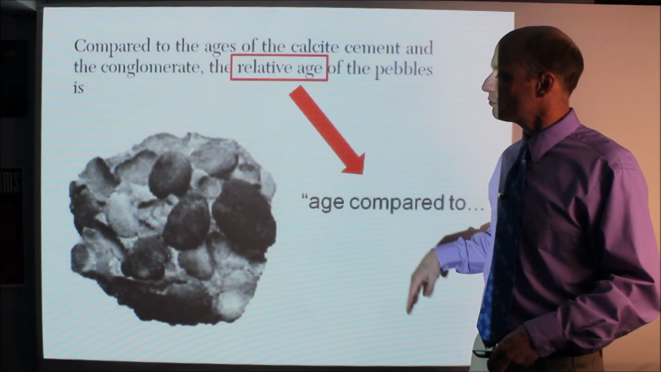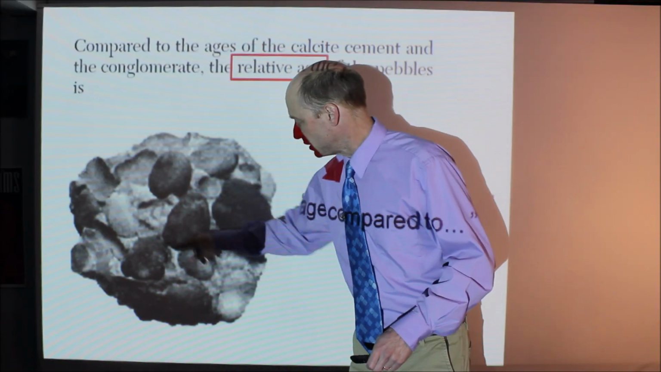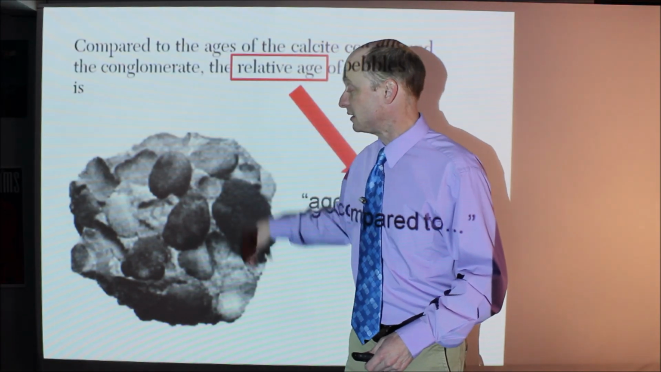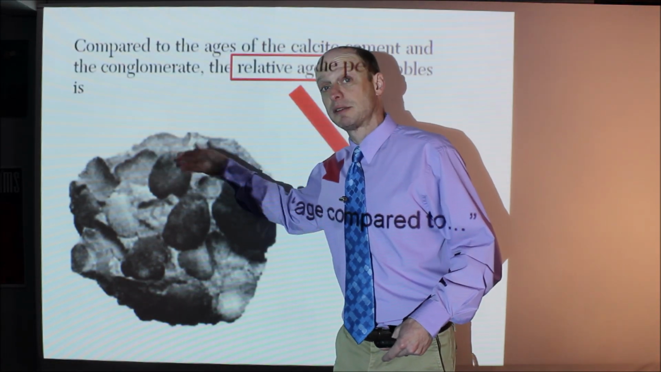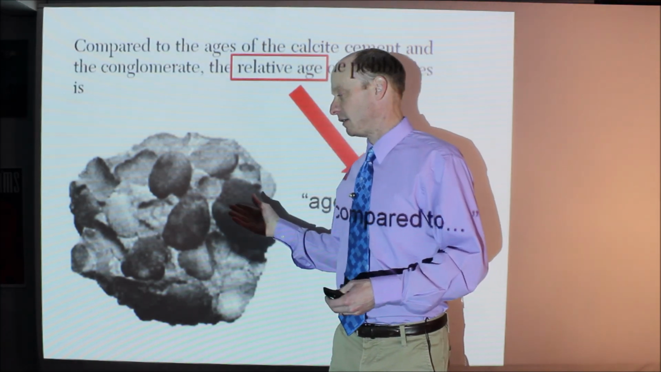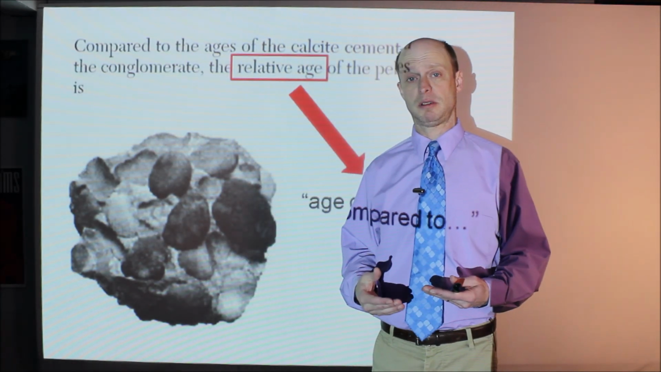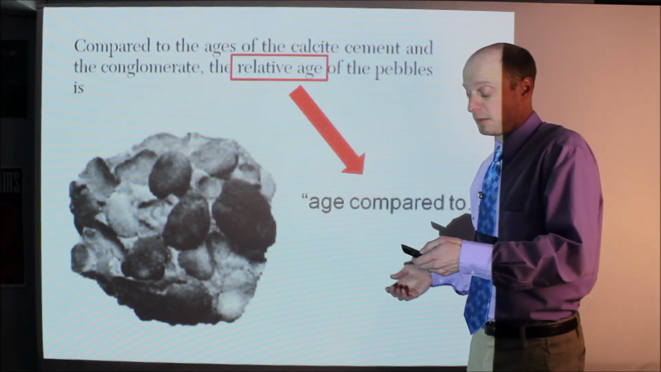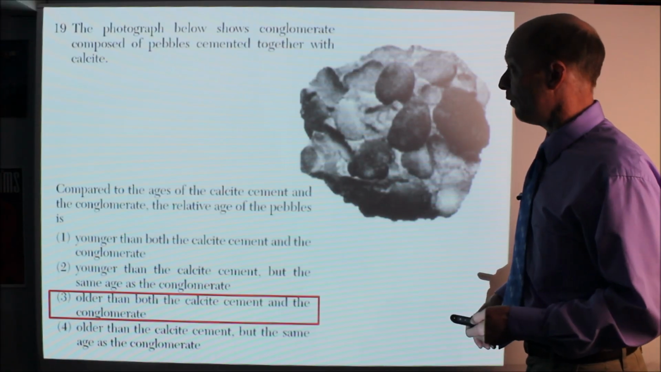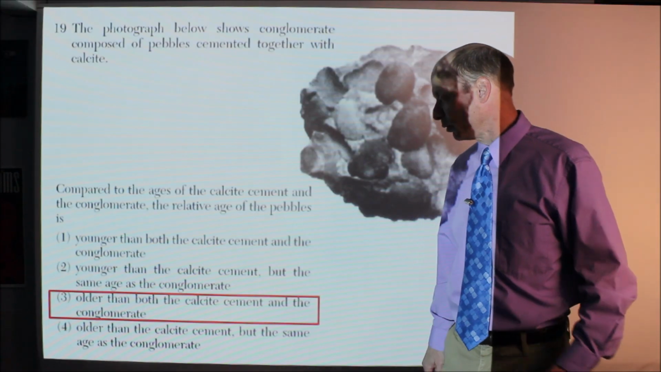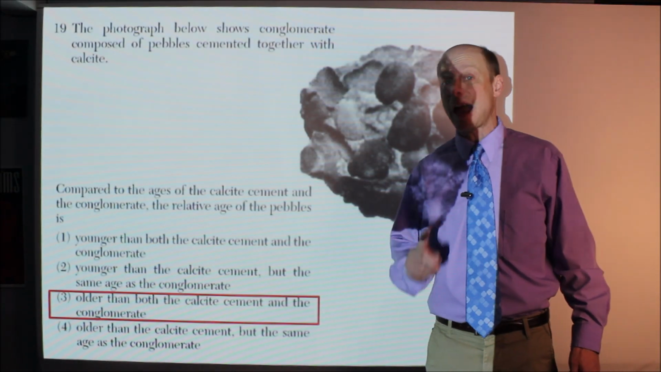But basically, in this rock here, these are the pebbles, and then it's held together by calcite cement, and then it's talking about the rock itself. So the pebbles had to exist first for them to end up being deposited, cemented together with calcite, and forming this rock. So the pebbles have to be older than both the calcite cementing them together and the rock that they form themselves. Therefore, the answer here is 3, the relative age of the pebbles is older than both the calcite cement and the conglomerate.